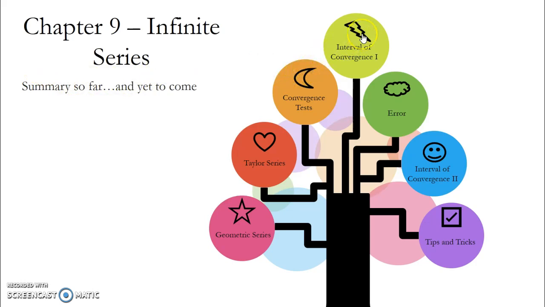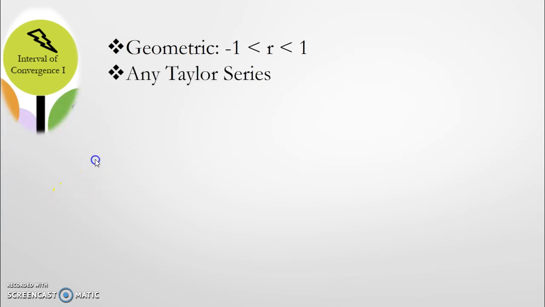Then we said, well, now I have all these great Taylor series, but I don't know what they converge for. So we talked about how to find the interval of convergence for a Taylor series that is just a general Taylor series. First of all, if it's a geometric Taylor series, then you can look at just that ratio. You know the interval of convergence right away.